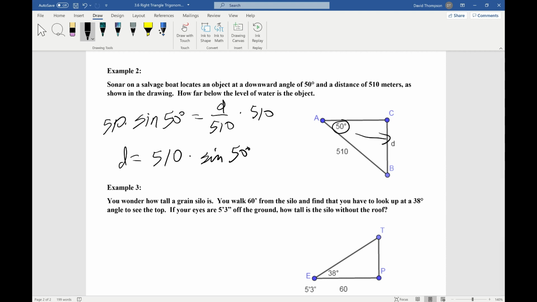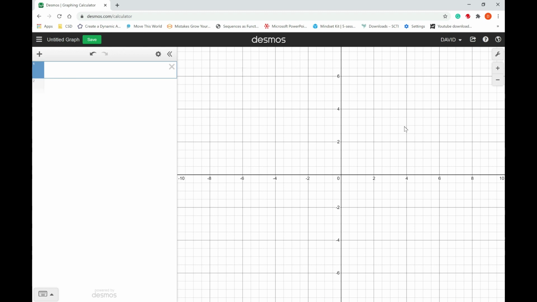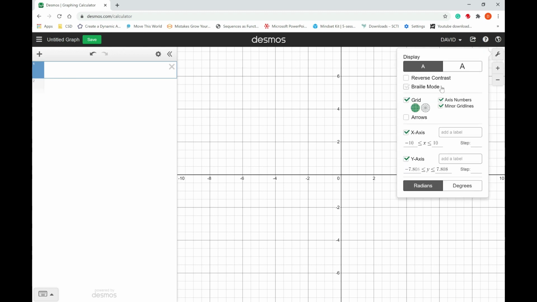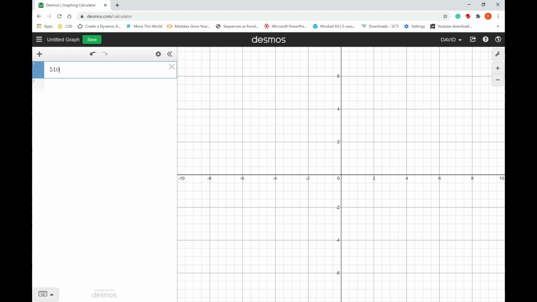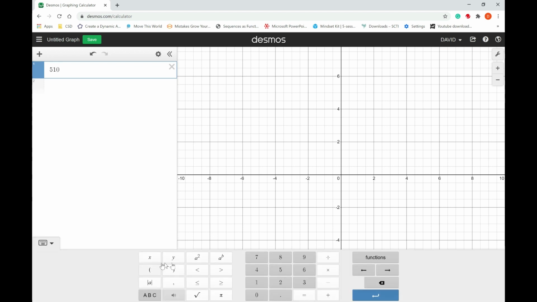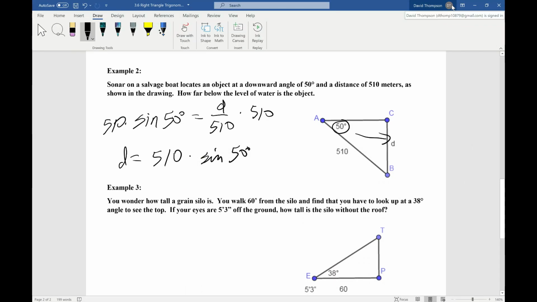Now we're going to use technology. The first thing we need to do is make sure that we are in degrees. So we click the gear on desmos.com, hit degrees, and now we'll just type in 510 times the sine of 50 degrees. And we get an answer of 390.7. So d equals 390.7 meters, and we're done.